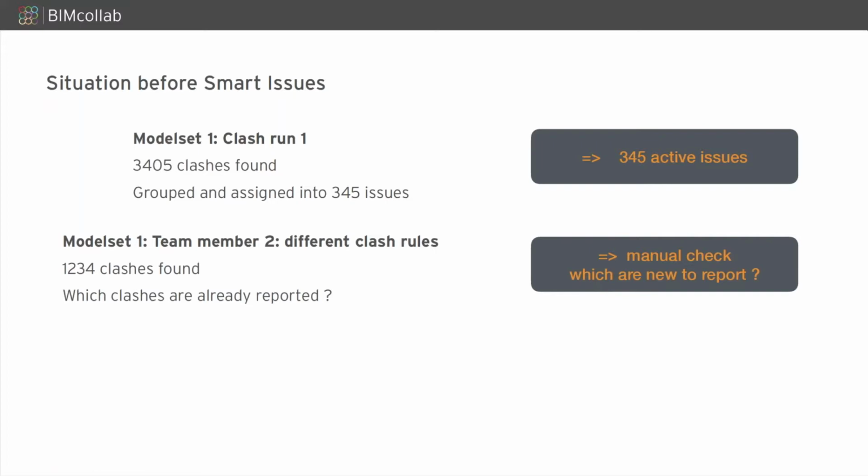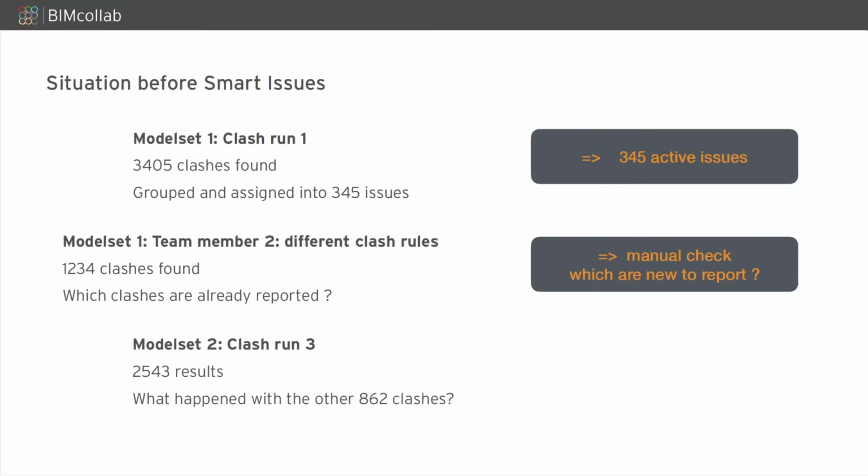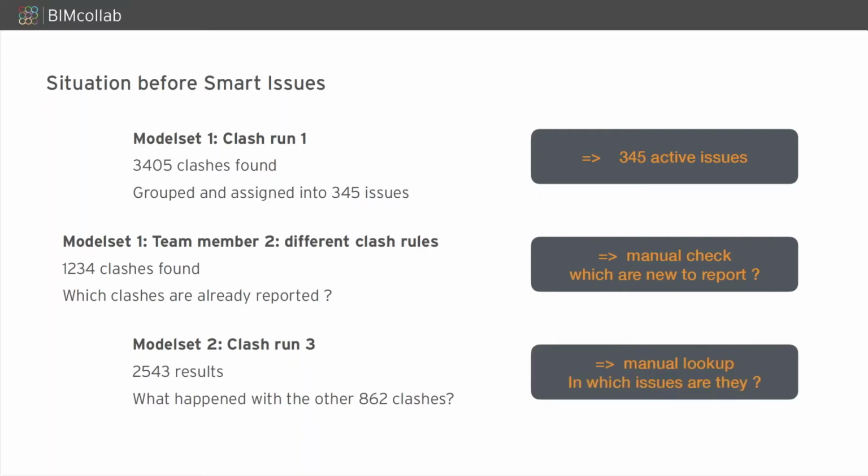There's also a challenge with the recheck, the second run of these clash detections. So let's say that you do another run on revised models and you have a different number of results. So what happened to the clashes that are now missing from this list? So which issues are solved? Are they completely solved? So this could also be a challenge.